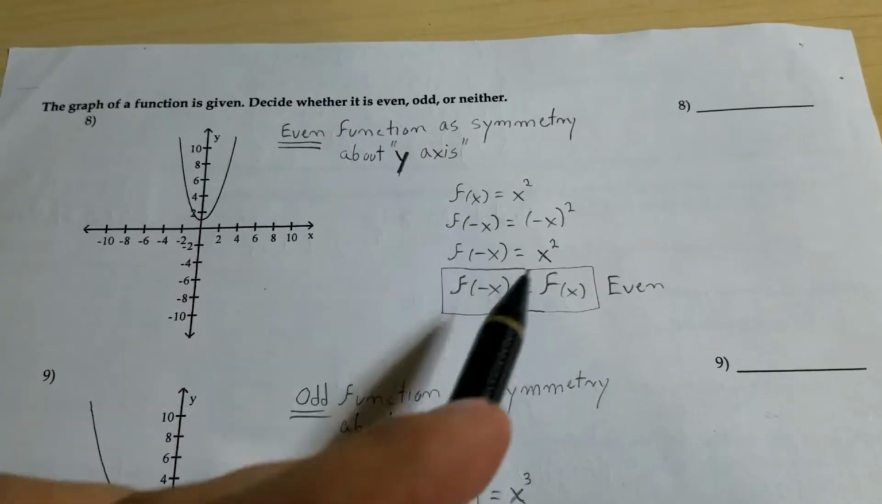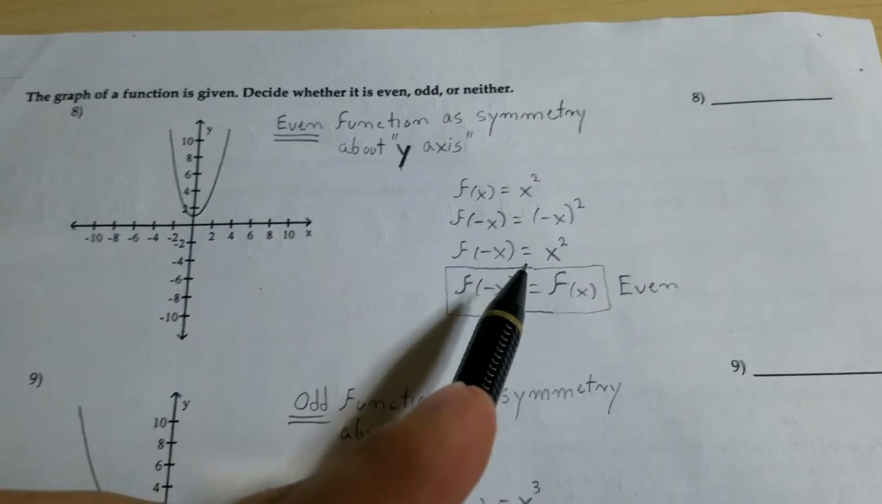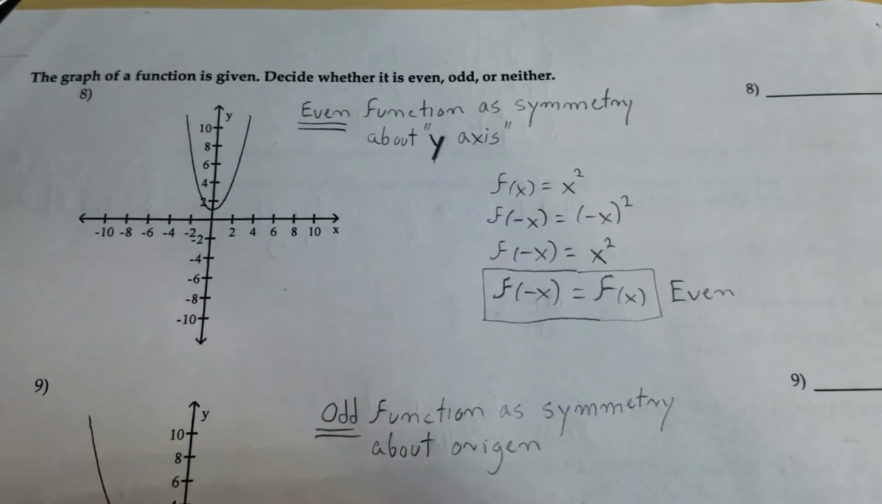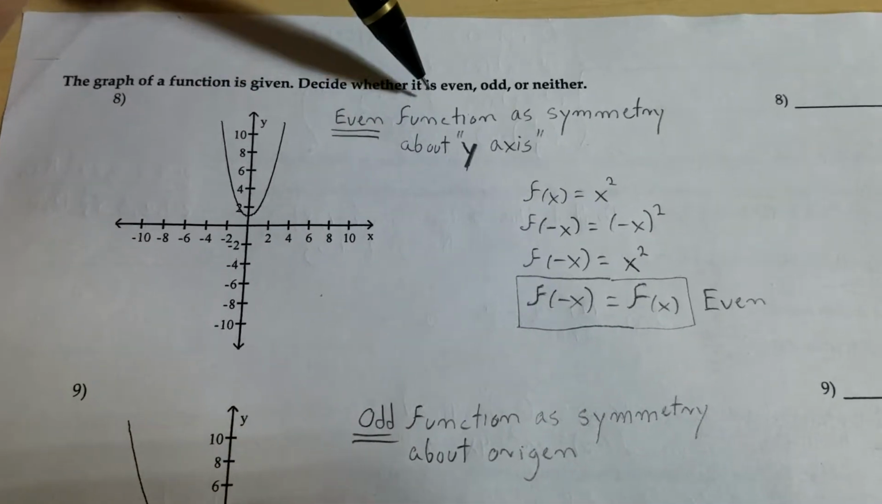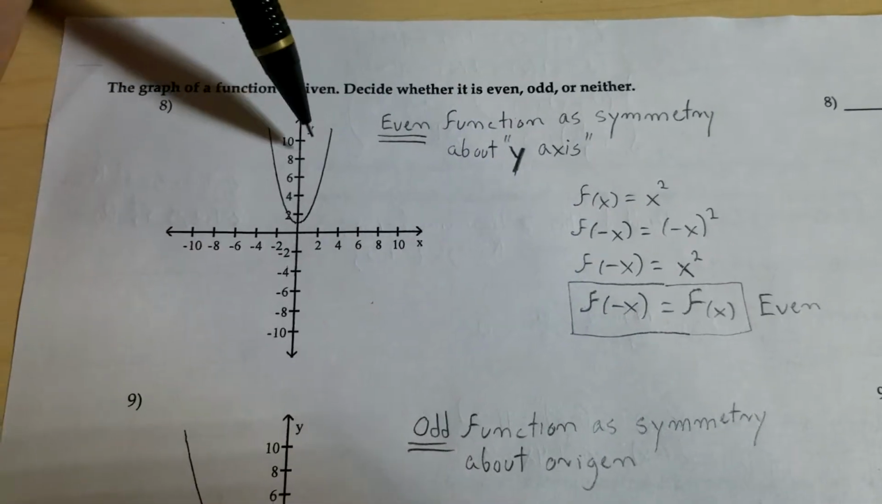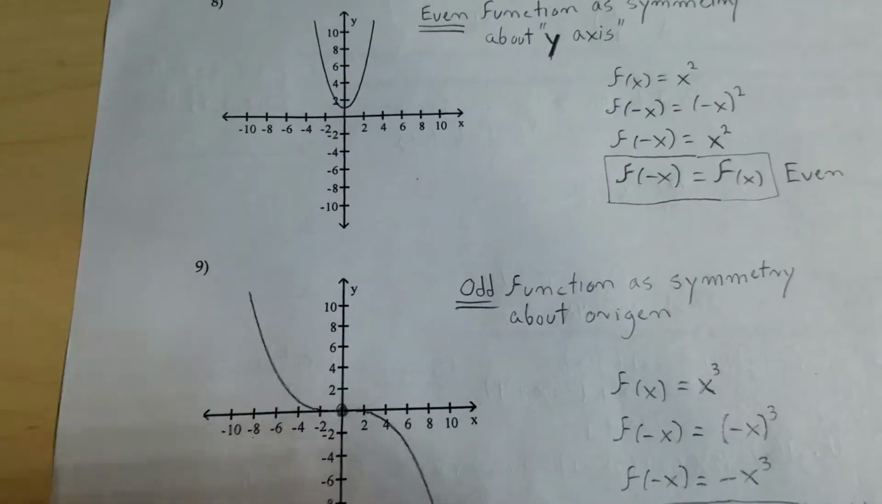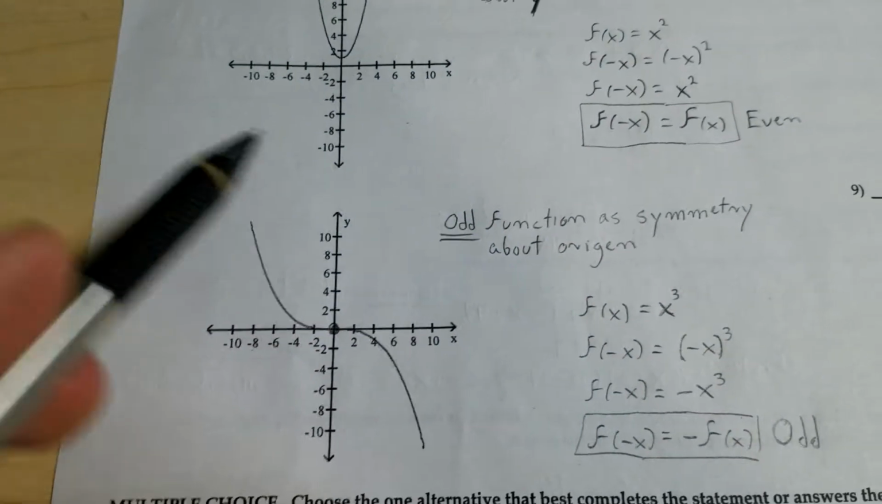Also, if you want to prove it mathematically, this is how you prove it, but I don't think you have to do it right now. For now, just knowing that even means symmetry about the y-axis, that's all you need to know for number 8. Now, number 9 is going to be odd.